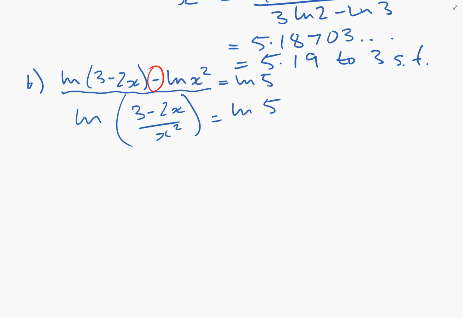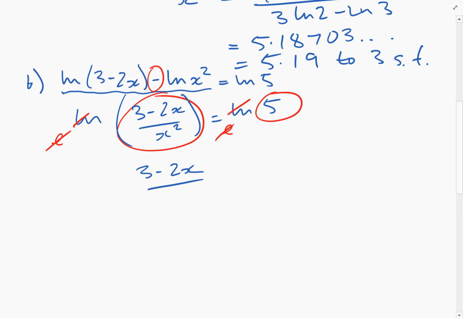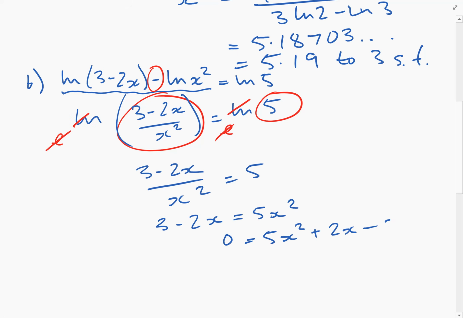So we could do e to the power of everything now. I mean, you can already see that that must equal that, but you could say e to the power of both sides, and then these would cancel. Whichever way you think about it, we're going to have (3 minus 2x) over x squared equals 5. So that's a quadratic we need to solve now. So we've got 5x squared plus 2x minus 3. So if you use the equation solver on your calculator, you should get x equals 3/5 or x equals minus 1.